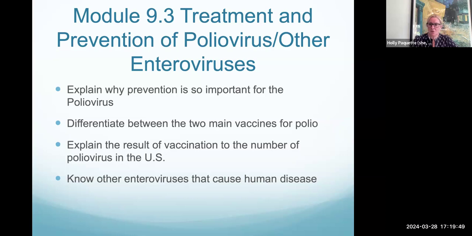We'll talk about the two main vaccines that are currently available worldwide for polio and the advantages and disadvantages of each. We'll talk about what the result was of vaccination for the number of polio cases that we saw in the United States and how effective that was. And we'll also talk about the idea of eradication, how close we are to actually getting rid of poliovirus in the world, and some of the obstacles we face. Lastly, we'll talk about a couple of other enteroviruses that cause human disease.